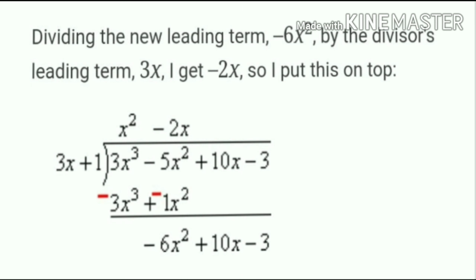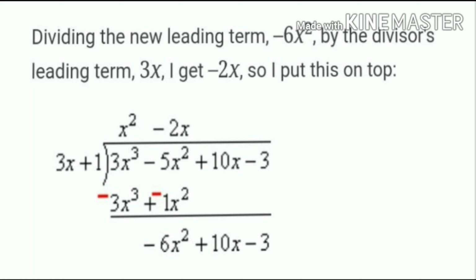In this polynomial, we can see the leading term is minus 6x square. Now minus 6x square is divided by 3x. So what do we get? Minus 2x. Again, the same thing: minus 2x we write at the top. So we have written it here. After that, what will we do?